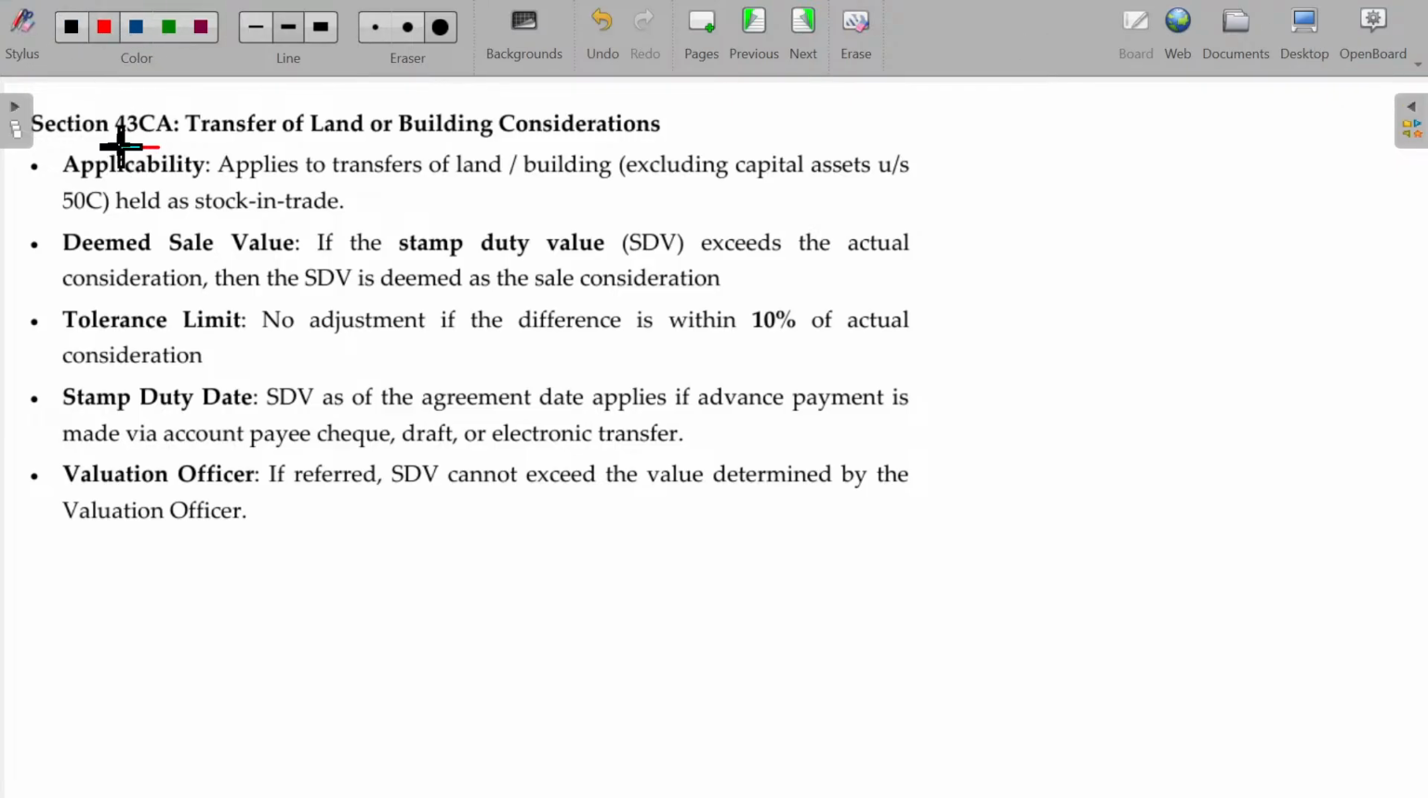Now, section 43CA, transfer of land and building consideration. Transfer of land and building consideration.